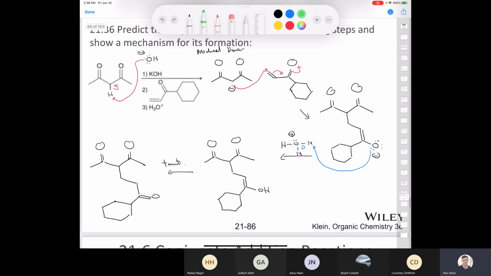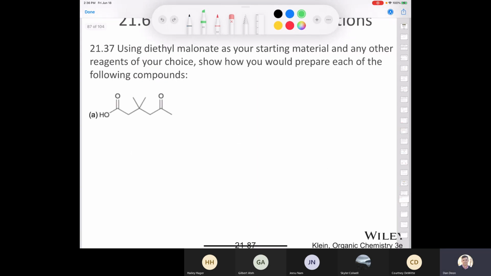Let's try another problem. It says here, using diethyl malonate as your starting material, any other reagents of your choice, show how you would prepare the following compound, since there's only one of them here. Well, let's see, what would we want to do here? If this is the product of a diethyl malonate or a malonic ester synthesis, from the malonic ester synthesis, we would get these carbons right here.